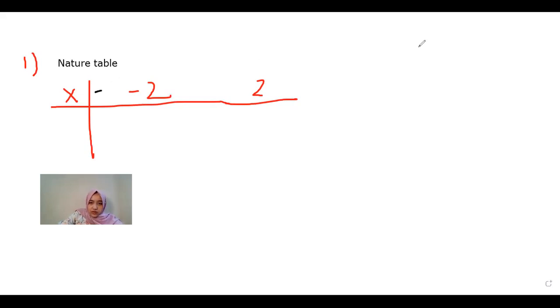So I will use the black ink. For example, here I have -3, this is 0, and this one is 3. Okay, so this row is the gradient, f dash x, because we already know that the gradient at the stationary point is 0. So we can write it as 0, 0. Then we need to substitute those numbers, -3, 0, and 3, into the first derivative of the function.